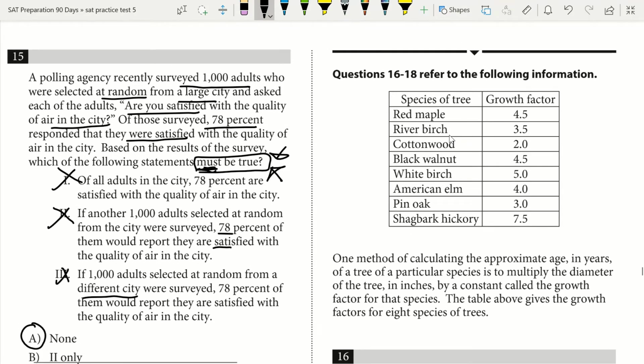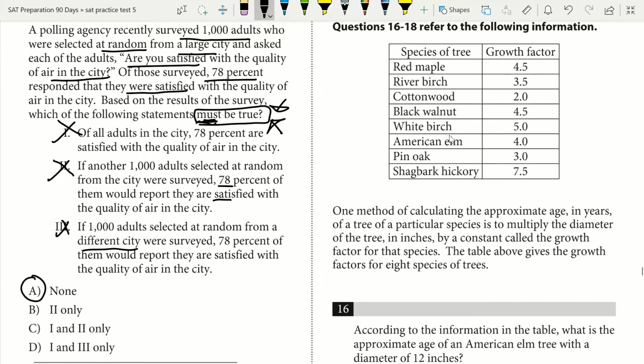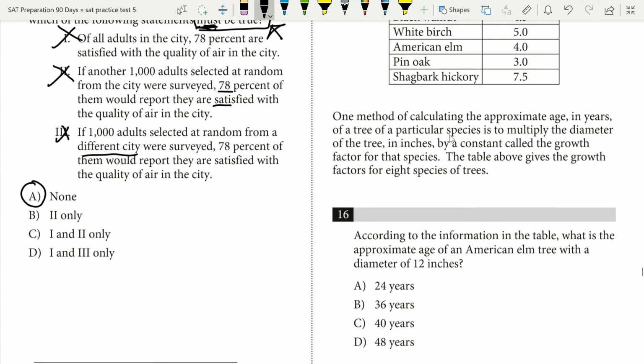Questions 16 through 18 are referring to a table up here. One of the following methods of calculating the approximate age in years of a tree of a particular species is to multiply the diameter of a tree in inches by a constant called the growth factor for that species. The table above gives the growth factor for 8 species of trees. According to the information in the table, what is the approximate age of an American elm tree with a diameter of 12 inches? Well, we know that the age is equal to the diameter multiplied by the growth factor for that species.